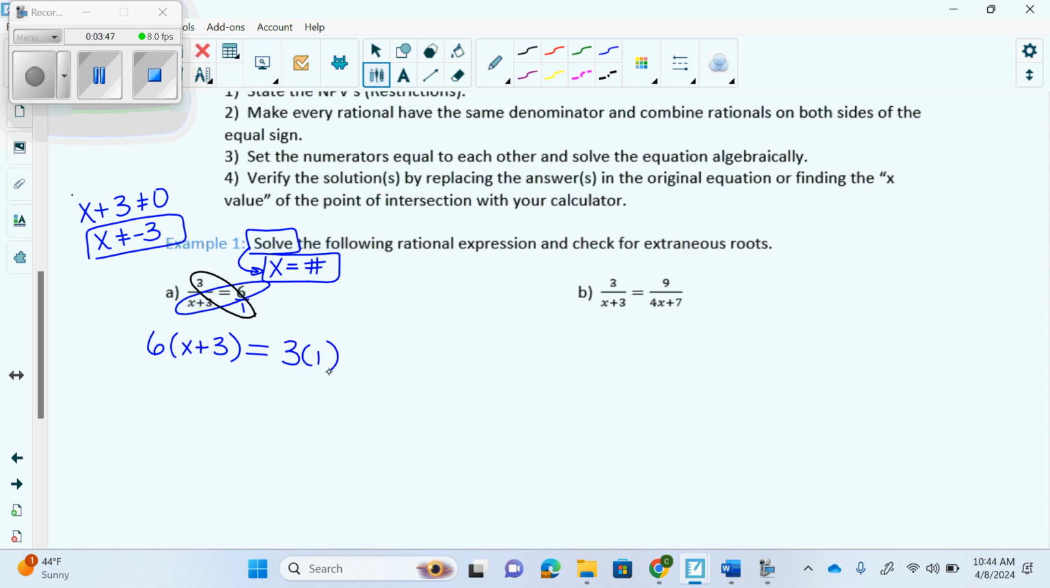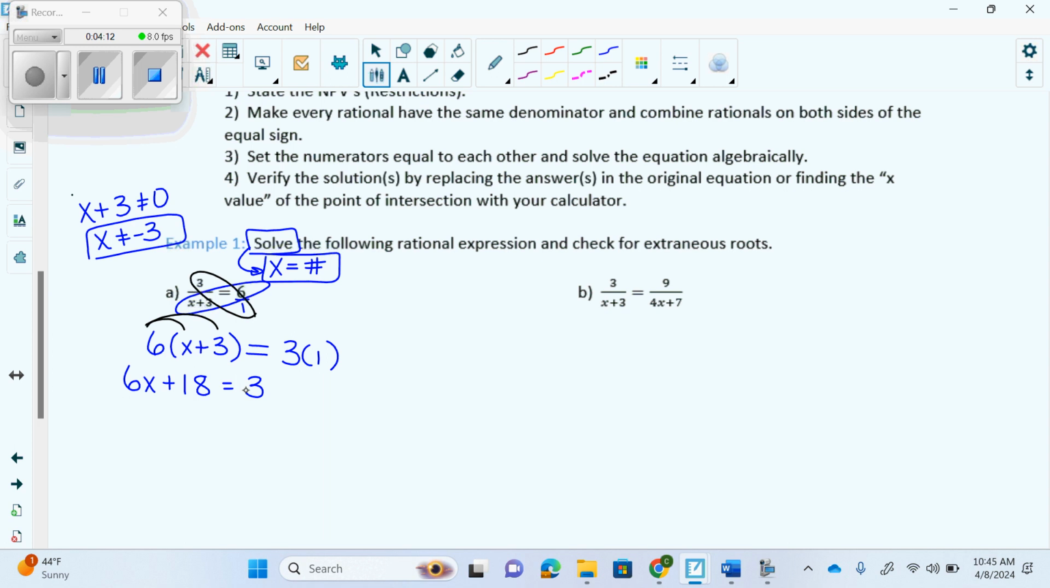And we got rid of our denominator, correct? So that's why we had to state MPVs first, because our denominator is now gone. So what we're going to do, we're going to distribute: 6x plus 18 equals 3. Now we're in junior high. I'm not even joking. This is junior high right now. How do I solve this?